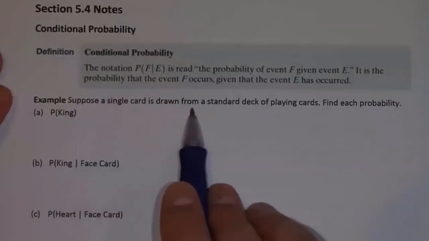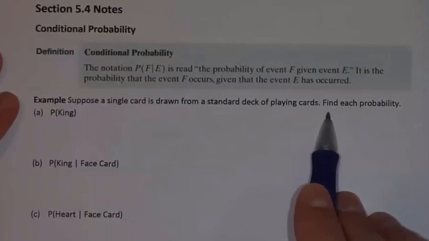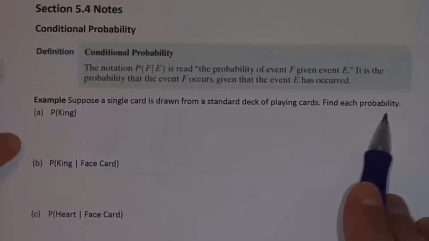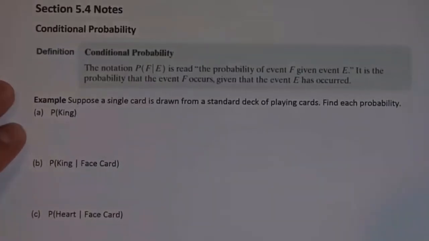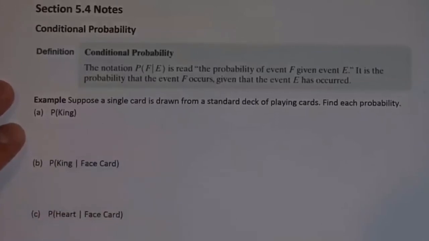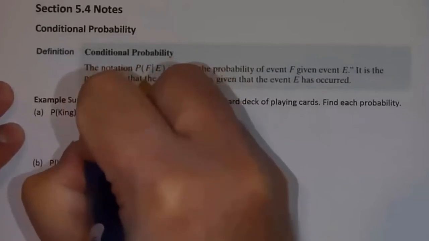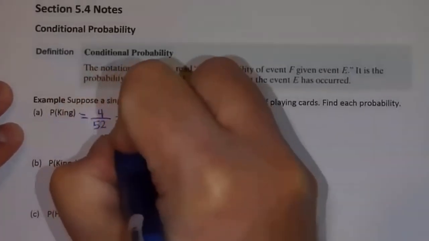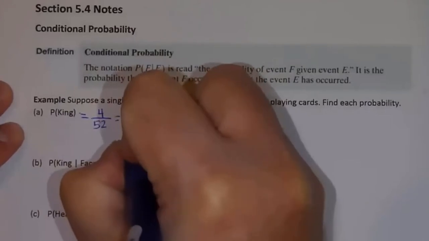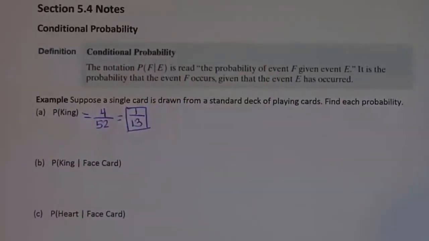Suppose a single card is drawn from a standard deck of playing cards. Find each probability. If I randomly draw one card out of the deck, what's the probability that card's going to be a king? Well, we've done this problem several times now. That probability is going to be 4 out of 52, or 1/13 if we reduce it. So the probability of drawing a king is 1 out of 13.